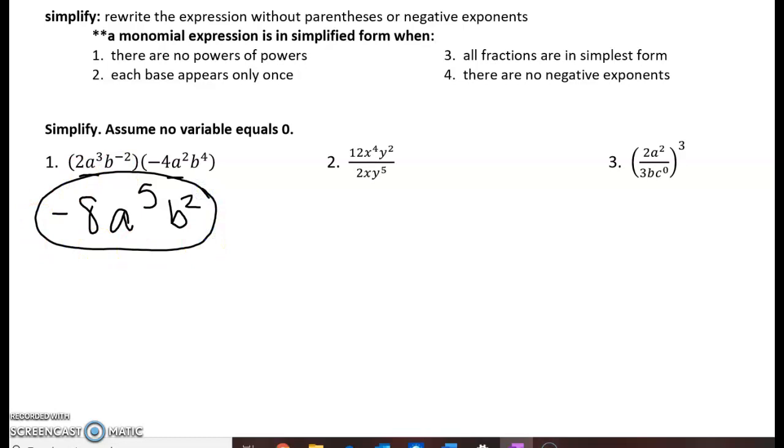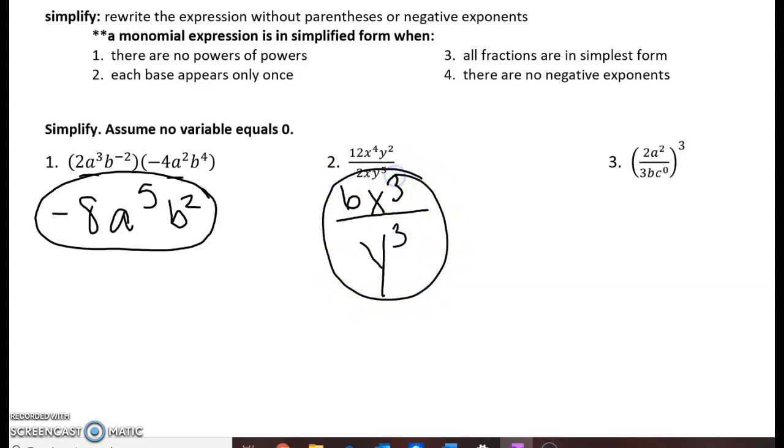On the next one, I don't use the division rule where you subtract your exponents. I just ask where there's more. Out of the 12 and the 2, I can simplify both by dividing them by 2, so I get 6 on top. X to the 4th over x, there are 3 x's more on top, so that would be x cubed. Y squared over y to the 5th, there are 3 more y's, and they are on the bottom, so it's y cubed. And that's your answer.